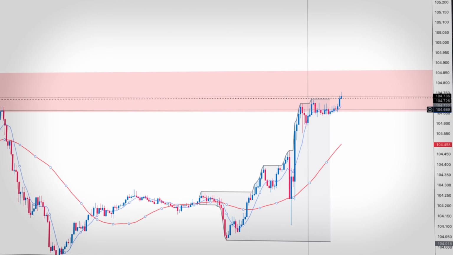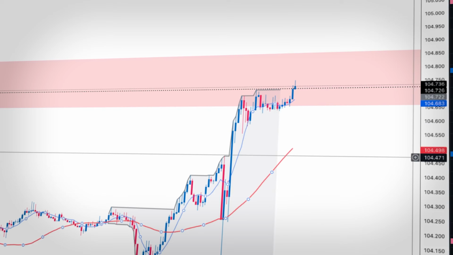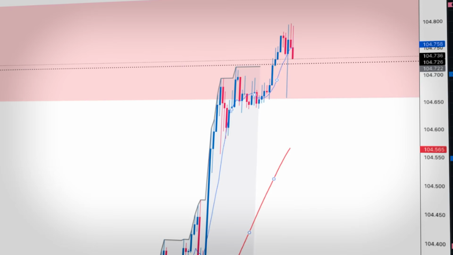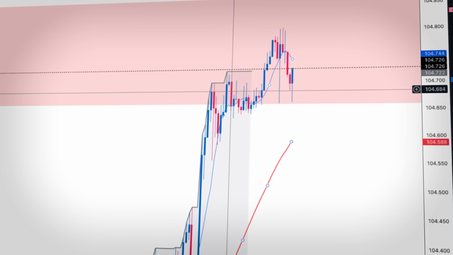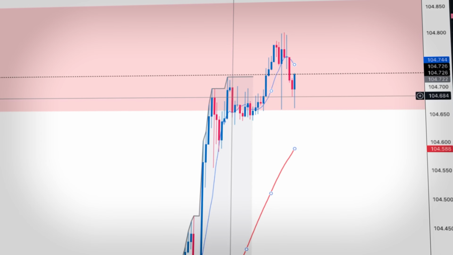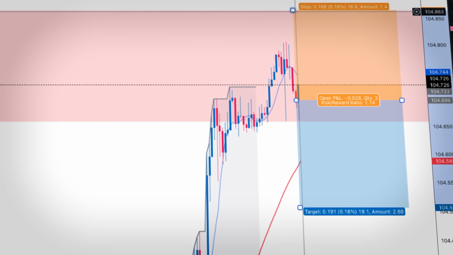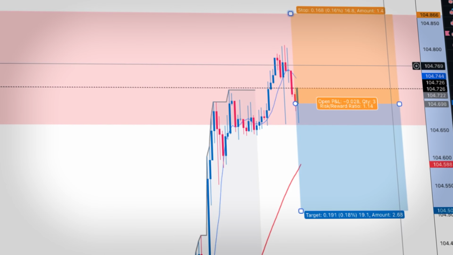So at this point, we've seen weakness against the buyers. We've just swept those highs and we've also swept Asian session highs. And then price trickles back down and eventually closes back into that accumulation or that consolidation range. When we close back into there, I shorted my position here and I use my stop loss above that daily and that weekly demand zone.